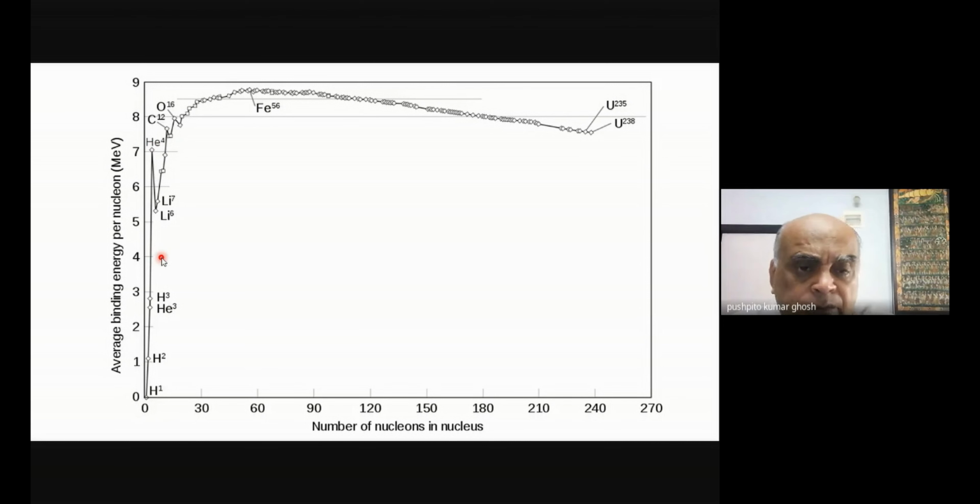Now, what it means is that obviously when something becomes more stable, it becomes stable by releasing energy, right? And that is the energy you have the potential to harness, and which the sun harnesses. The sun basically converts hydrogen into helium, and because helium has a much higher binding energy, it must be releasing energy, and that is the energy powering the sun.